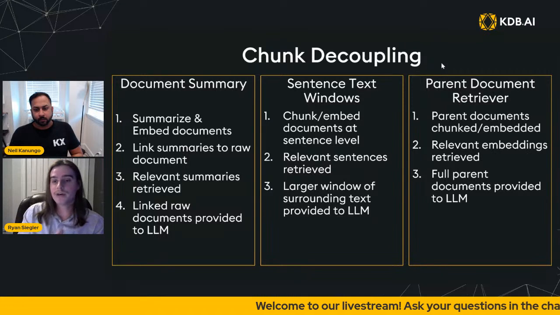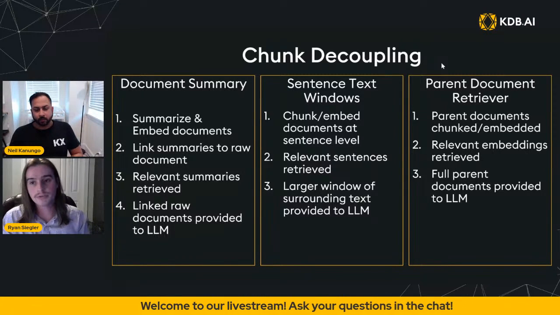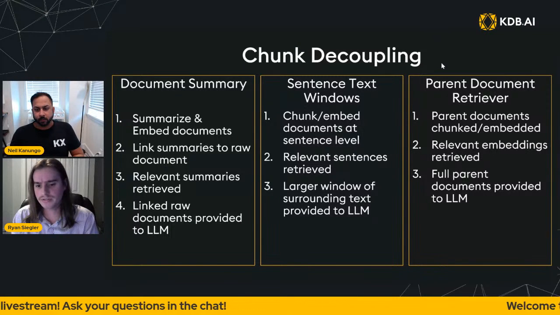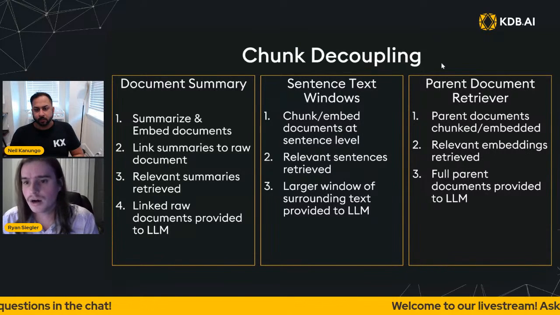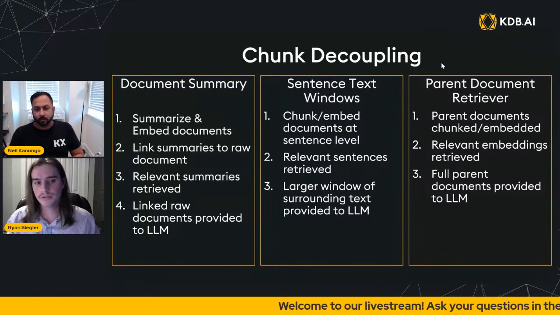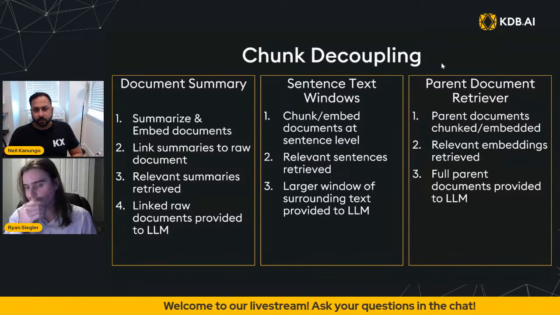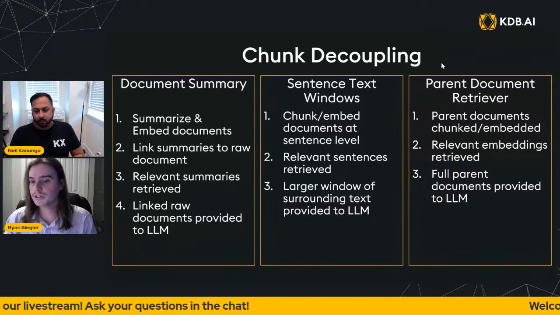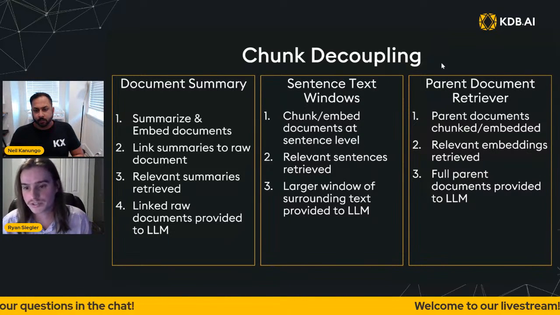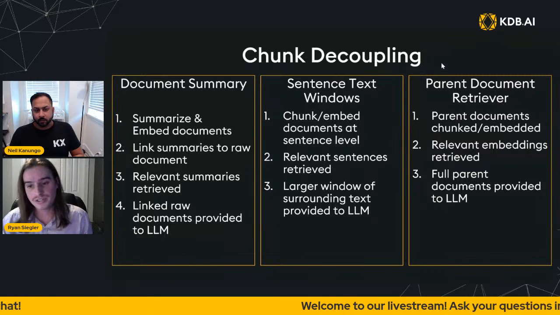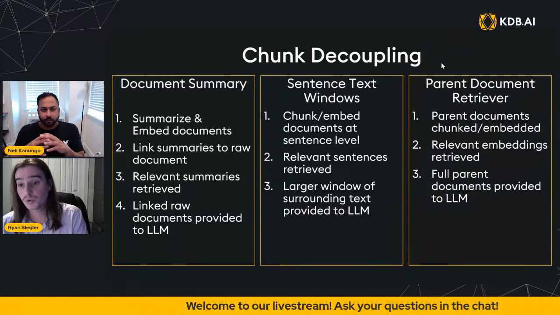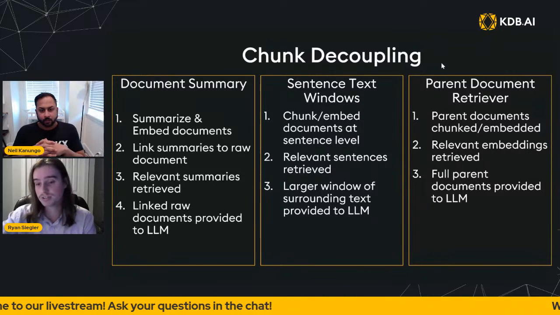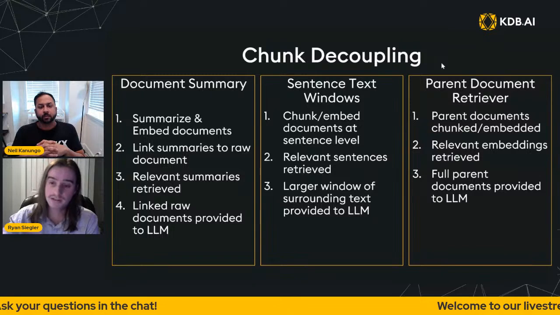And then one other method here to talk about is called parent document retriever. And I believe both LangChain and LlamaIndex have versions of this. But this is sort of similar to the document summary, but we're not using summarizations here. We're just chunking, and we're chunking up our parent documents. We're embedding those chunks, storing them in the vector database. We retrieve the relevant chunks during our similarity search. But those chunks will be linked back to the parent document. So instead of just passing the chunk in, we'll be passing the entire document into the LLM for added context.